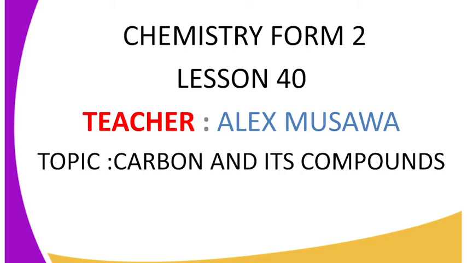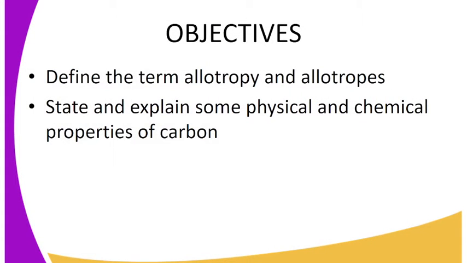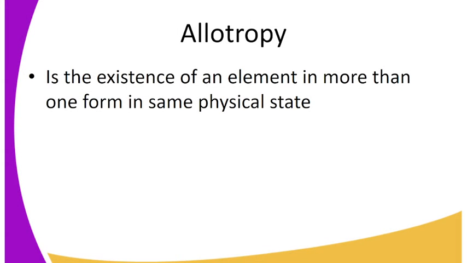Our lesson topic is carbon and its compounds. The objective of this lesson is, number 1, to define the terms allotropy and allotropes. Number 2, to state and explain some physical and chemical properties of carbon.